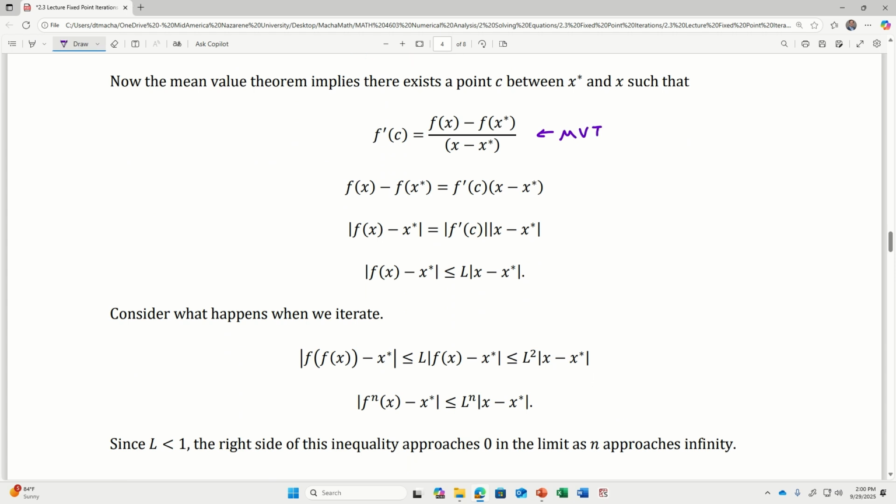That the instantaneous rate of change at some point is equal to the average rate of change of that function. And so we rearrange it a little bit. What happens in the next step? We multiply both sides by parentheses x minus x star. What happens in this step? We just take the absolute value of everything.